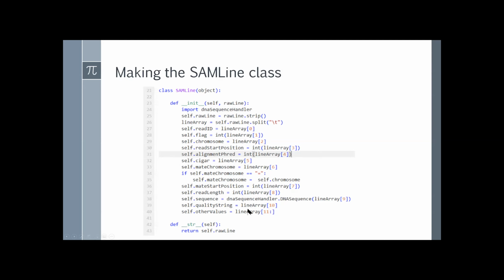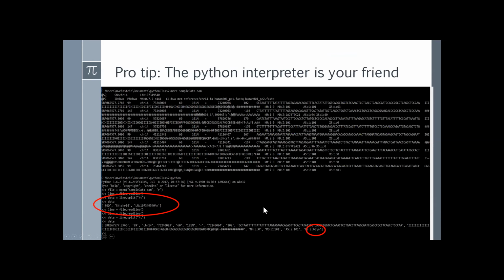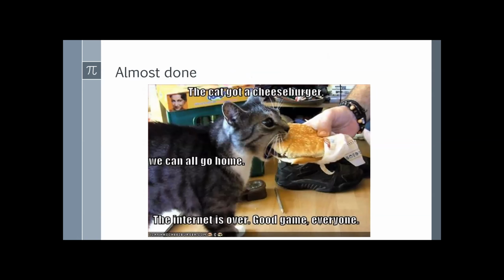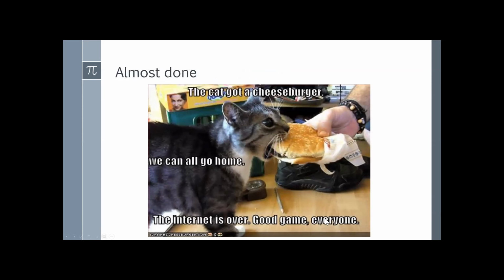And then I have this thing called other values, which is going to be 11 and on, and that's going to correspond to these guys over here, which we're not going to worry about for this class. But essentially these are a bunch of values that we may still want to store because maybe we'll need them later. So we now have our SAM line object, and we've basically created that thing that we just said we need.